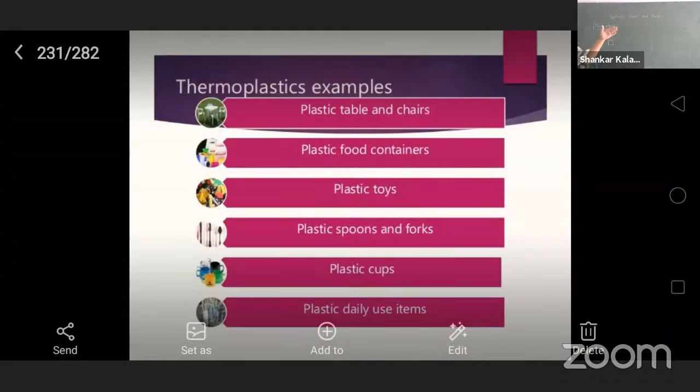When you go to thermosetting plastics, their examples are different. Here we get many uses from thermoplastics.